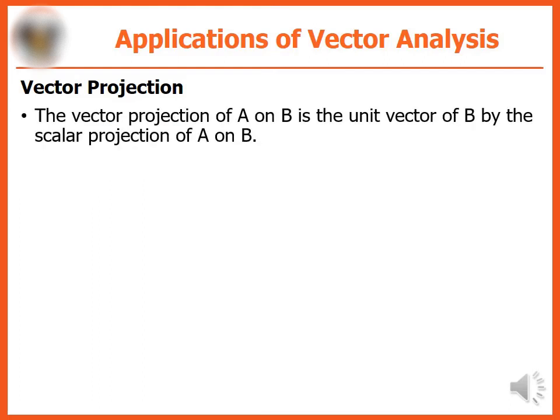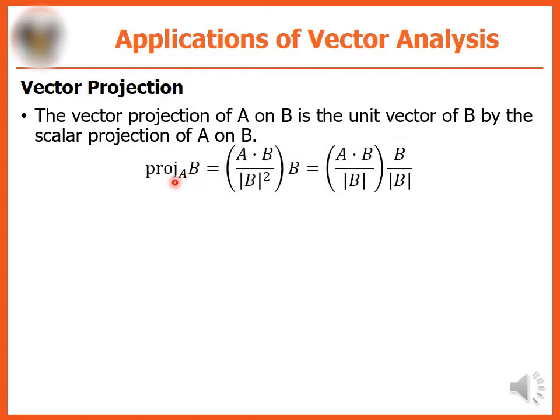The vector projection of A on B is the unit vector of B times the scalar projection of A on B. So the projection of A on B is equal to the dot product of A and B divided by the magnitude of vector B squared, times B. Or, the dot product of A and B divided by the magnitude of vector B, multiplied by vector B divided by the magnitude of vector B.